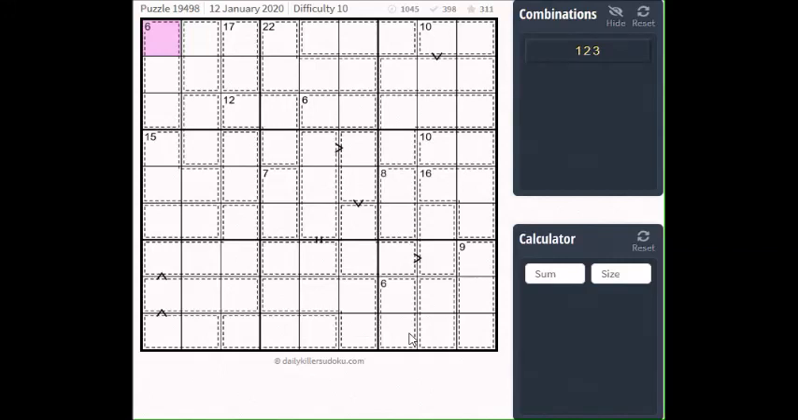Hello everybody. Today we are going to solve puzzle number 19498. This puzzle is of difficulty 10 and you can notice that the number of trials is about 1000 while only successful trials were 300. Now I'll start the puzzle.